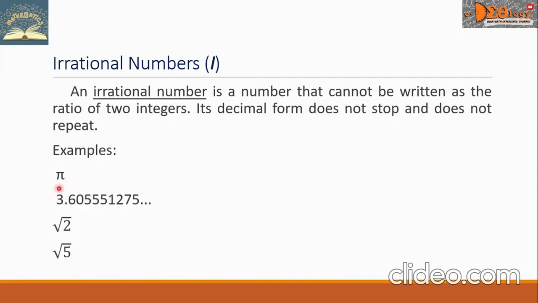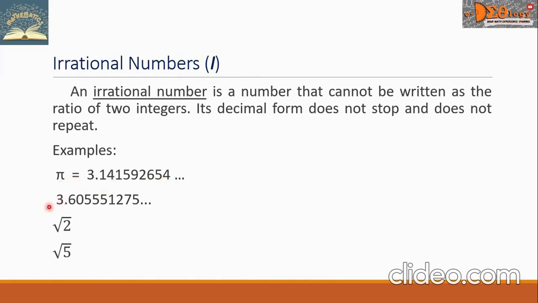Examples: the first is pi. The actual value of pi is 3.14159265 4, and so on. We can see here that it does not stop and does not repeat, meaning there is no pattern of repetition in the decimal. So pi is an example of an irrational number.